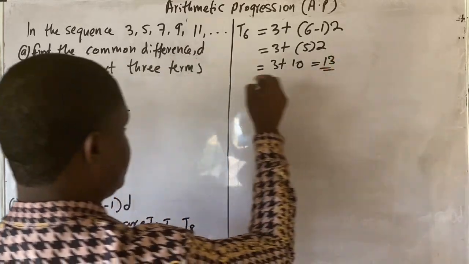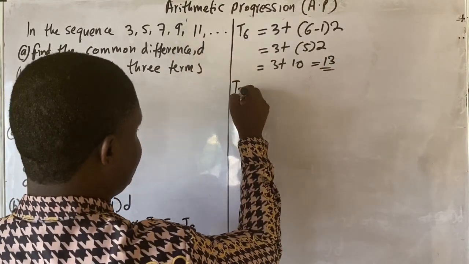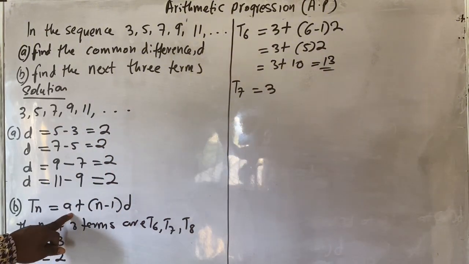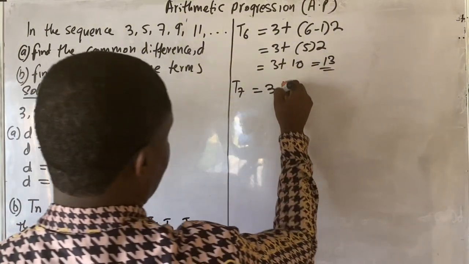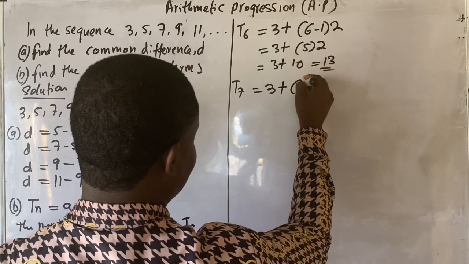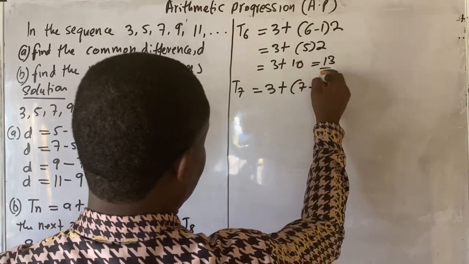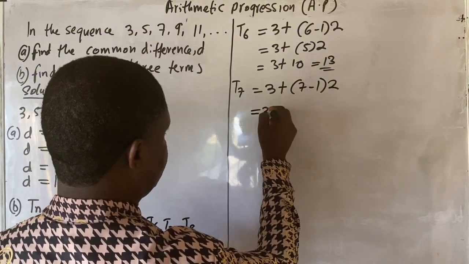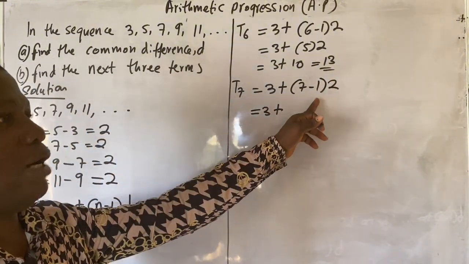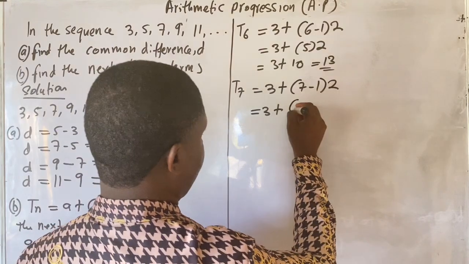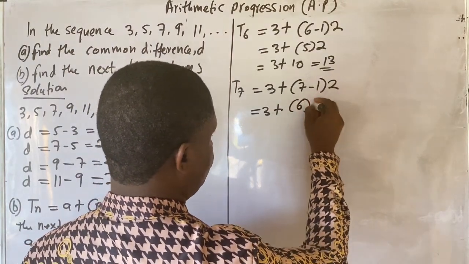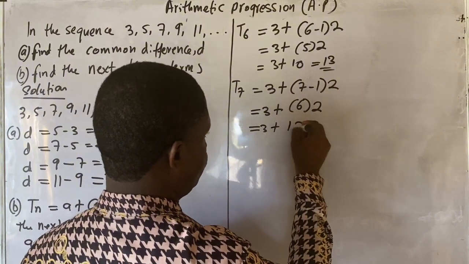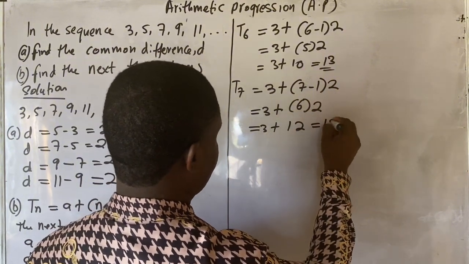So this is T6, and the same thing goes for T7. T7 will be equal to 3, which is the first term, A, plus our n, 7, minus 1, then times the common difference, which is 2. And this will give us 3 plus 7 minus 1, which is 6, times 2. So 3 plus 6 times 2, which is 12. So 3 plus 12 will give us 15.